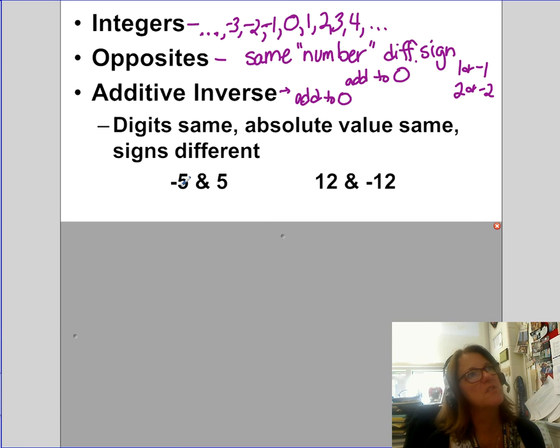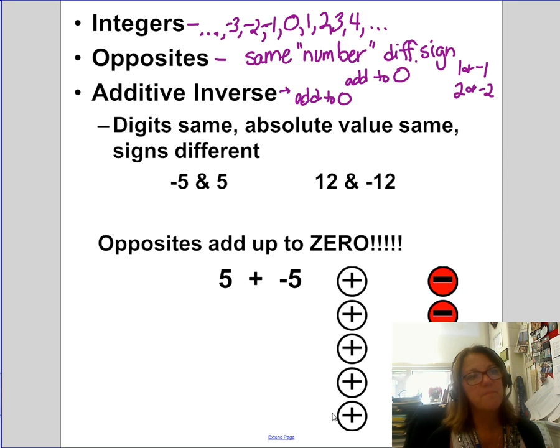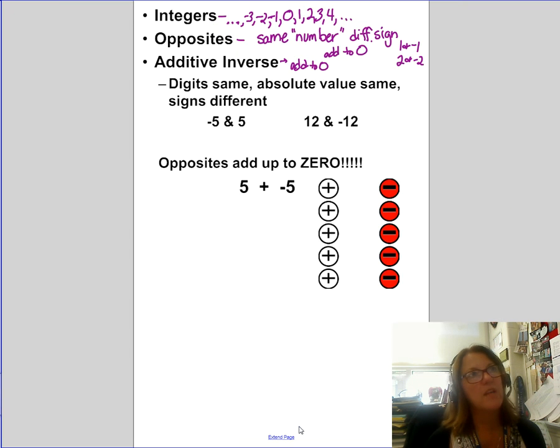So here's some examples. -5 and 5, they're opposites. 12 and -12, they're opposites. And the beauty of them is that they will add up to 0. 5 plus -5 equals 0. Why does that happen, or what does it look like?